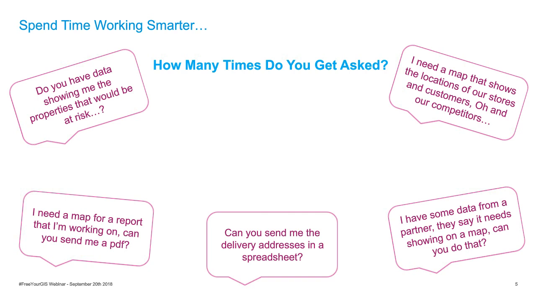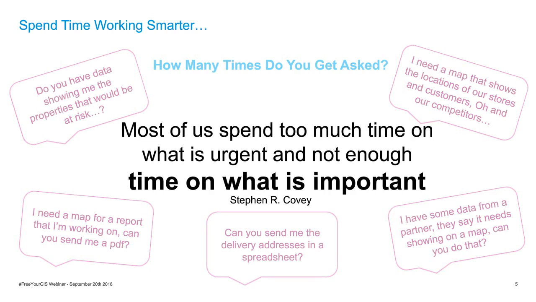These are the type of tasks that, as a GIS professional, do come in and do interrupt your activities. But the problem that we have is that most of us spend too much time on what is urgent, these type of tasks, rather than enough time on what is important. And that's really, really critical. It's about understanding what type of tasks you're doing and looking at those tasks that you're being asked to do, and whether or not it's appropriate for you to do them, or can you give the tools to the end user to be able to do them themselves.